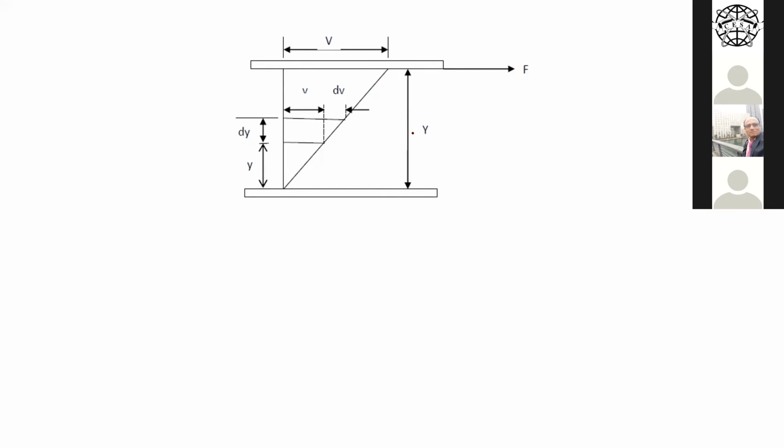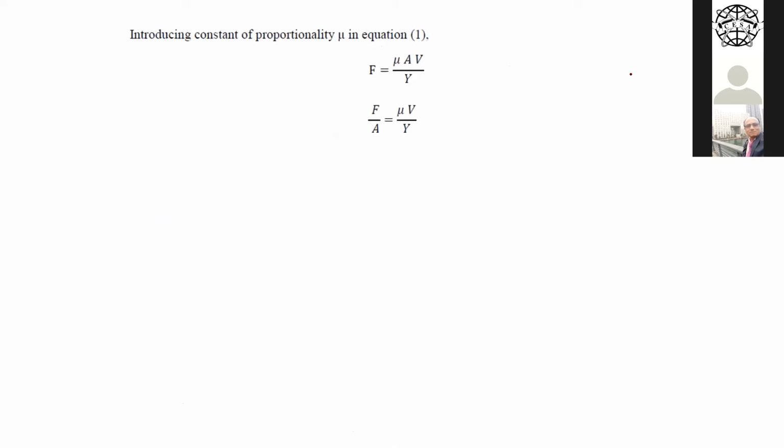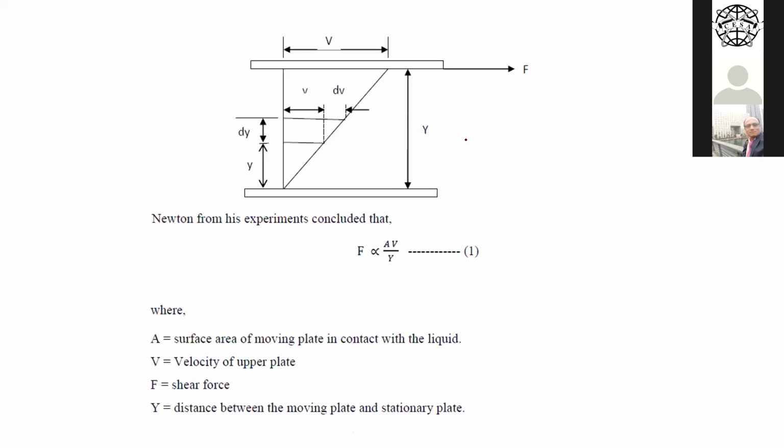Using this, we have from Newton's experiment that force is proportional to A v by y, where A is the surface area of the moving plate, v is the velocity of the upper plate, whereas the lower plate is stationary, and force is the shear force applied. I will not come into the derivation. This particular equation is the most famous, known as Newton's equation of viscosity.